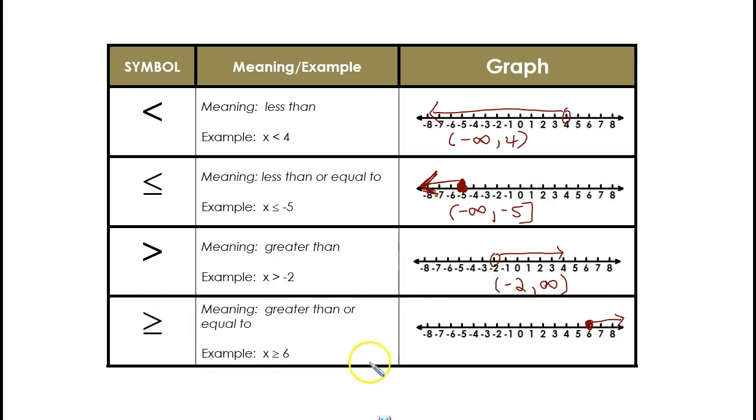Greater than or equal to is also to the right, but the dot is shaded in because of the or equal to. It's greater than 6 or it's equal to 6. Because of that, the interval is going to start at 6 and go to the right forever towards infinity, but the 6 is included, so it gets a bracket.